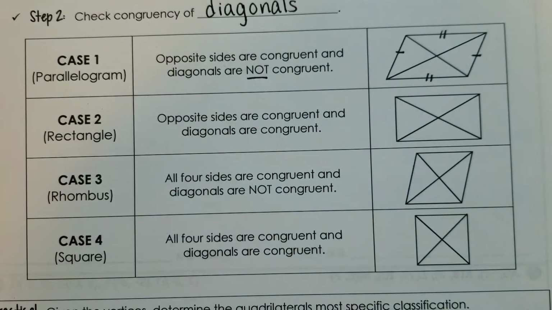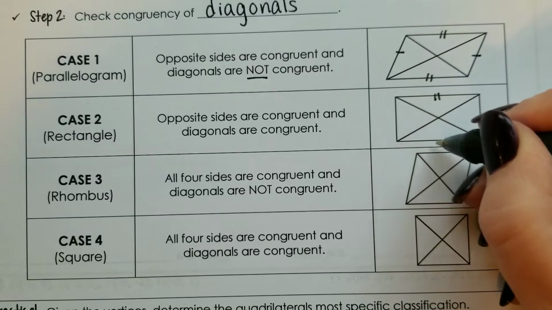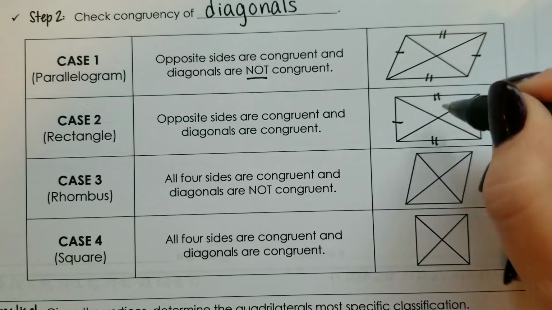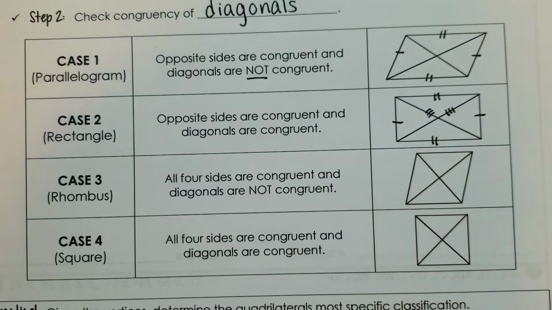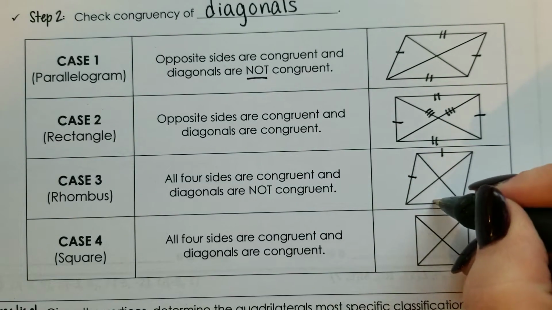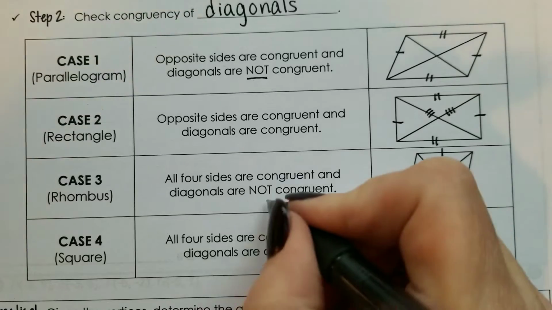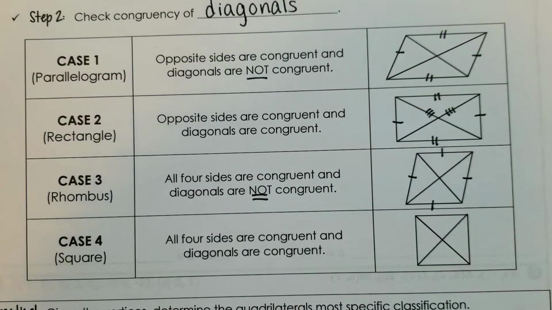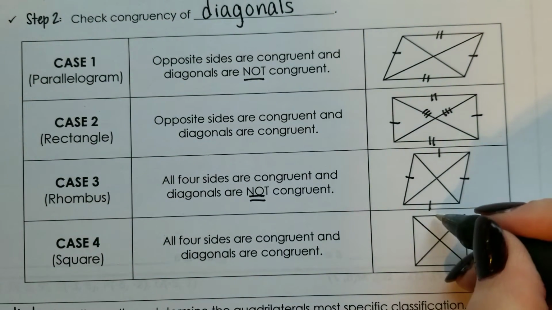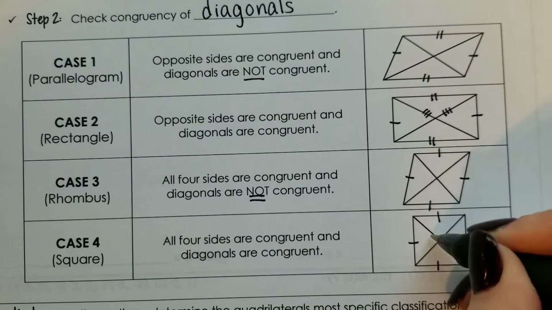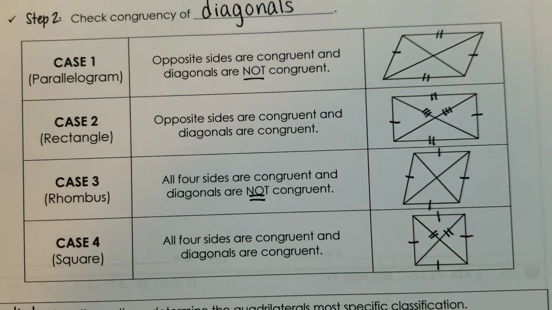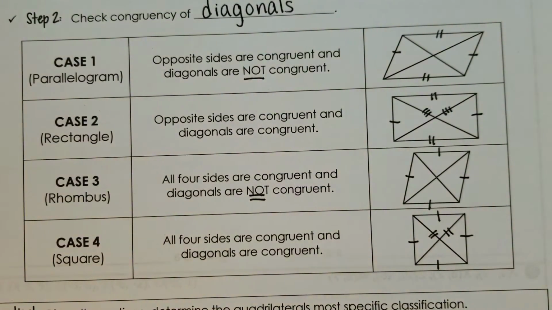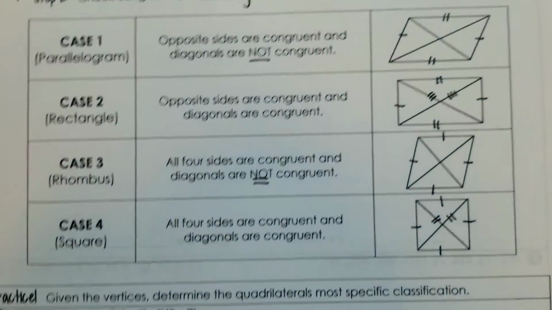If we have a rectangle, the opposite sides are congruent, and the diagonals are congruent. If we have a rhombus, all four sides are congruent, but the diagonals are not congruent. And finally, when we have a square, all four sides are going to be congruent, and the diagonals are going to be congruent. So we can do 6 distances to find which one of these they will be. So let's take a look at some examples.